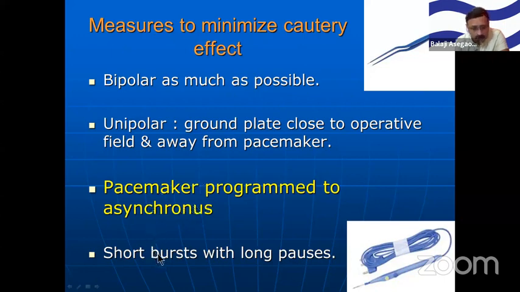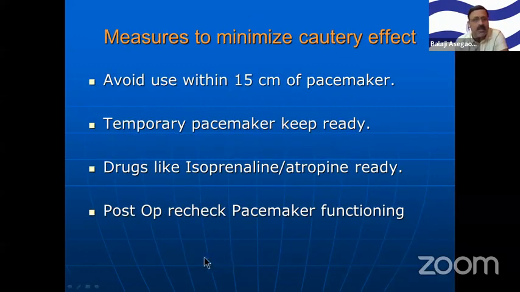And cautery should be used carefully initially. When you start using cautery, always check with a short burst whether it is causing pauses, whether it is interfering with the mechanical function of the heart. Then and only then should you start using the cautery. One has to be extremely careful. Avoid use of cautery within 15 centimeters of the pacemaker. These are for unipolar, and nowadays we are mostly using bipolar cauteries.